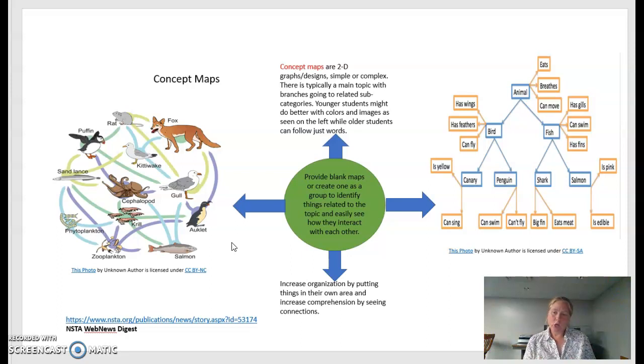In the world of language arts, you can use them for creative writing. The students can put their main topic in the center, and then they can branch out to different ideas that they have for their story, and then they can break out little more subcategories, and ultimately they end up with a web that is an organization of their thoughts.